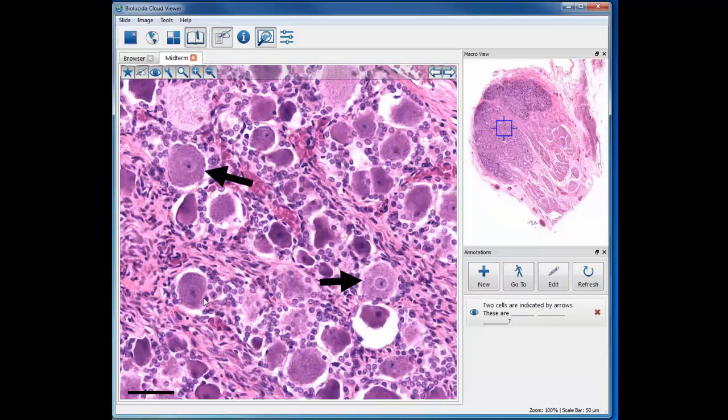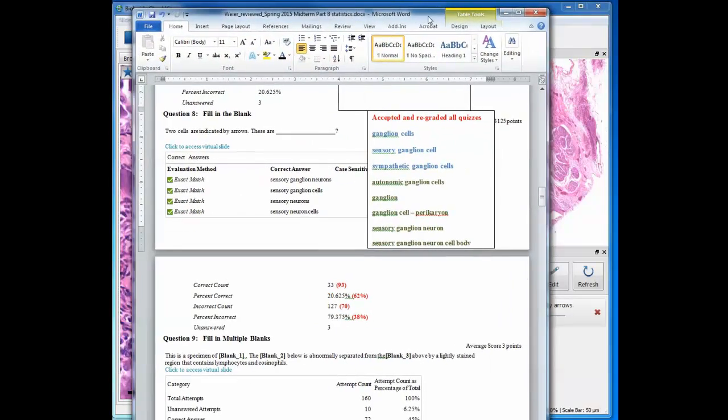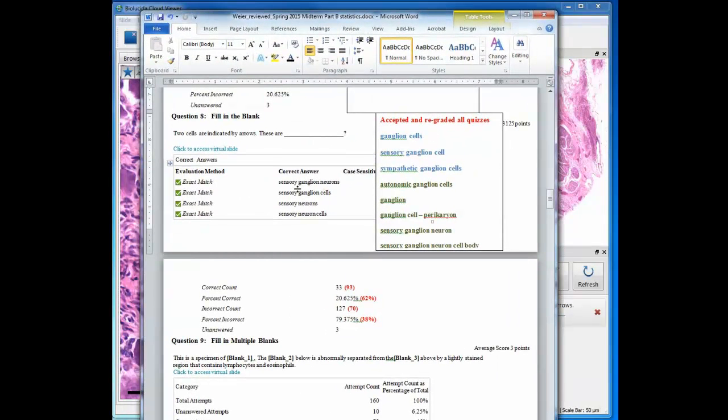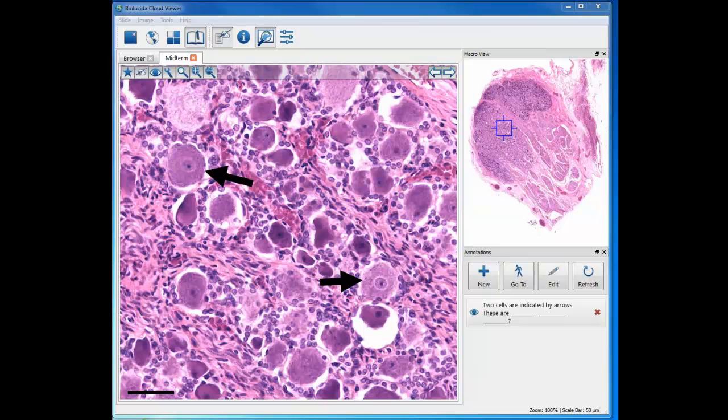Initially, only 21% got it correct, and I'll show you what we allowed in regrading. Initially, we accepted sensory ganglion neurons, sensory ganglion cells, etc. Then upon looking at what you typed in, we found we could accept all these because we really didn't teach you the difference between sympathetic and sensory. If you mentioned ganglion cells or anything that had ganglion in it related to cells, we gave you credit, and upon regrading, 62% of the class got it correct. So let's move on to the next question.